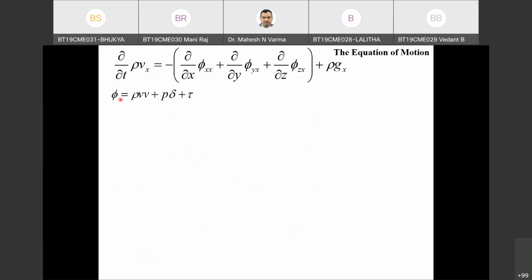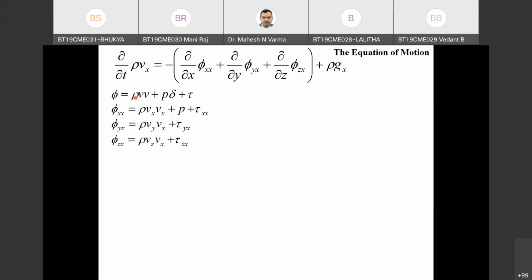Now what I am doing is substituting this definition of total flux here. For phi xx, I am getting rho vx plus p plus tau xx. So here p will not be there because delta will be 0. Substituting this, this is phi xx. Similarly, this will be phi yx, and similarly this is phi zx. So this is using the definition of total flux.